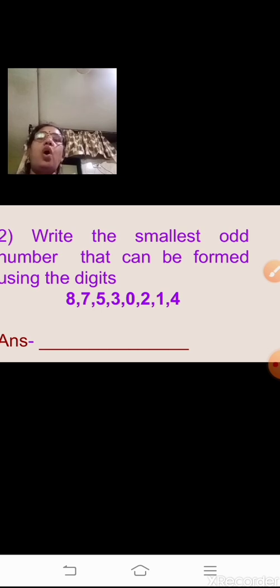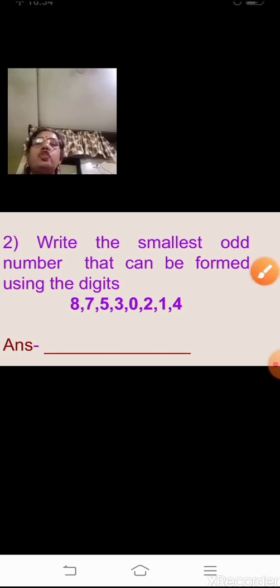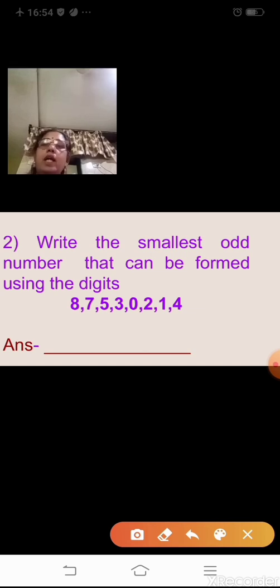Coming to the next question, read the question again. Write the smallest odd number. Now here it is already mentioned, it is written as the smallest odd number. Now you all know odd number means in the last place, that is in the ones place, it should be either 1, 3, 7, 9. Okay, so now here the digits given are 8, 7, 5, 3, 0, 2, 1, 4. Now you have to form the smallest odd number. Now you are having 0 as a digit, so accordingly you have to form the 8-digit number.